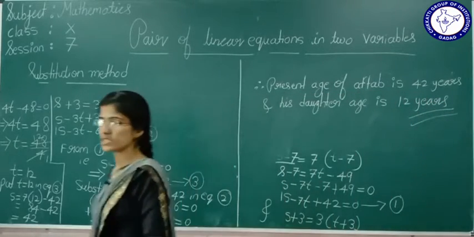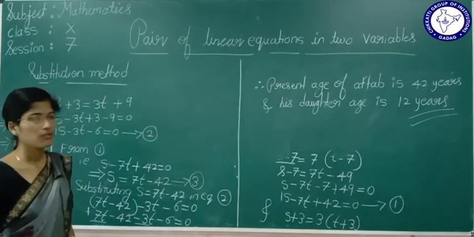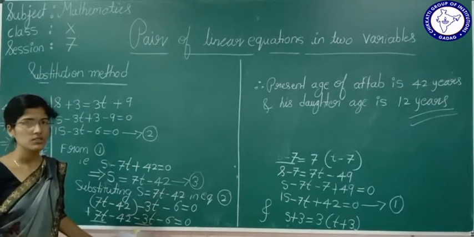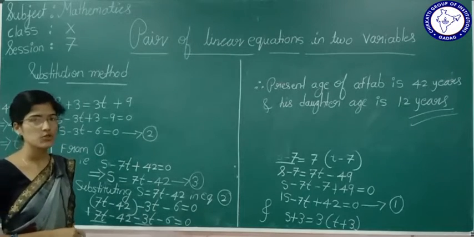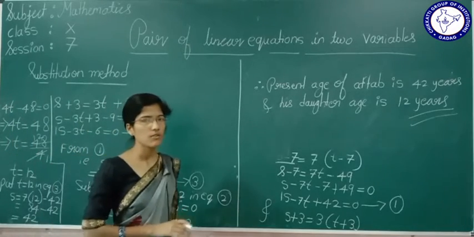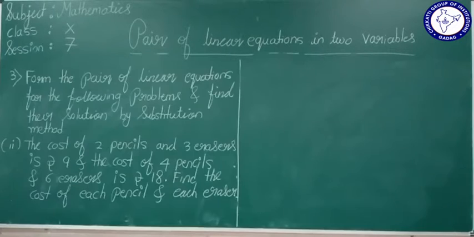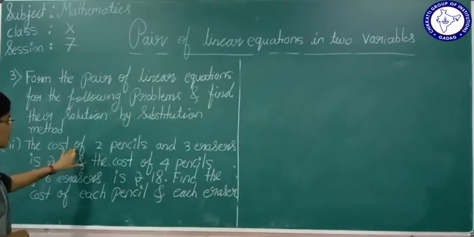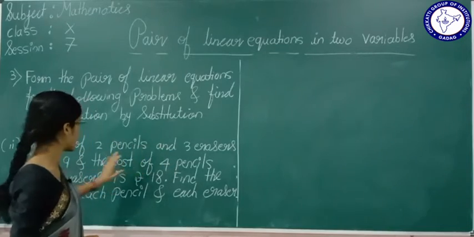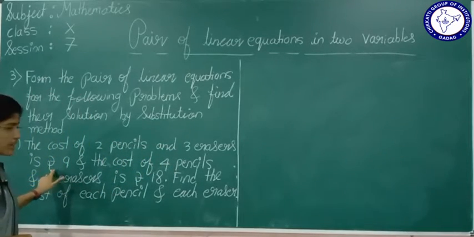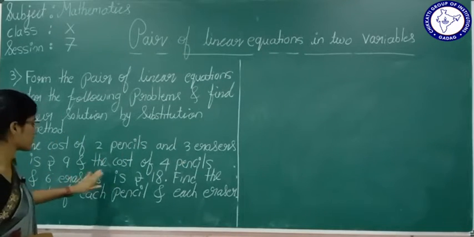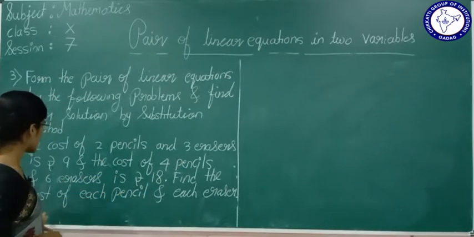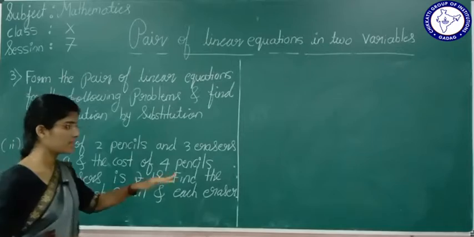Okay, this is about the first one. We have found out the solutions by using the what? Substitution method. Now we will see the second question. See here, in third main second question. The cost of 2 pencils and 3 erasers is rupees 9 and the cost of 4 pencils and 6 erasers is rupees 18. Find the cost of each pencil and each eraser.